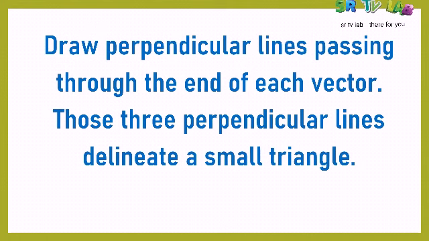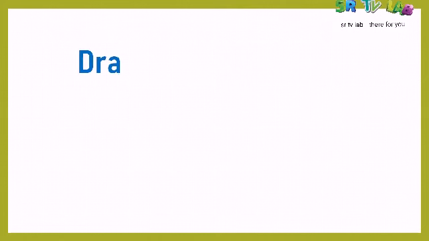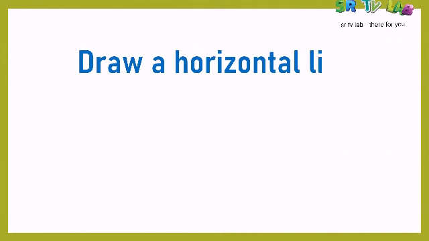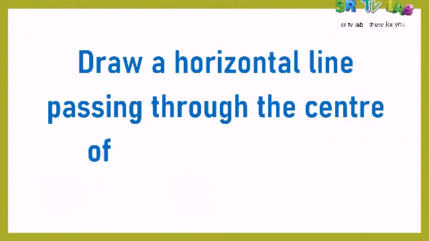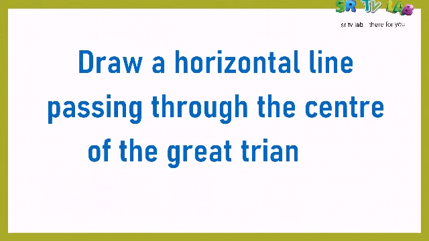If you draw those lines that are perpendicular to the end of each vector, those lines will make a small triangle. The next step now is to draw a horizontal line passing through the center of the grid triangle. Do you get me? Draw a horizontal line passing through the center of the grid triangle. The grid triangle is the other triangle, the equilateral triangle representing the leads.